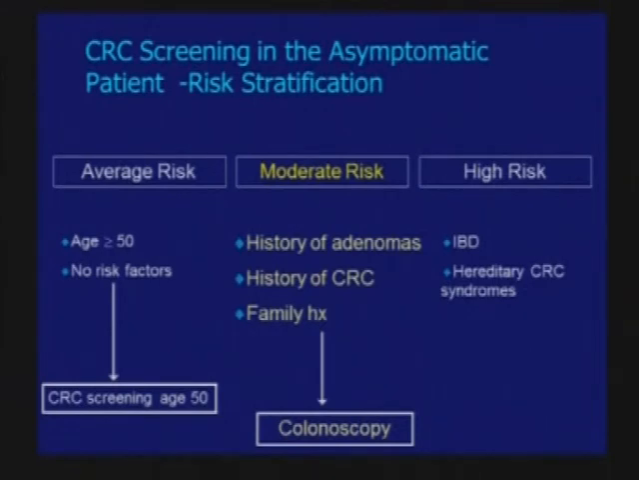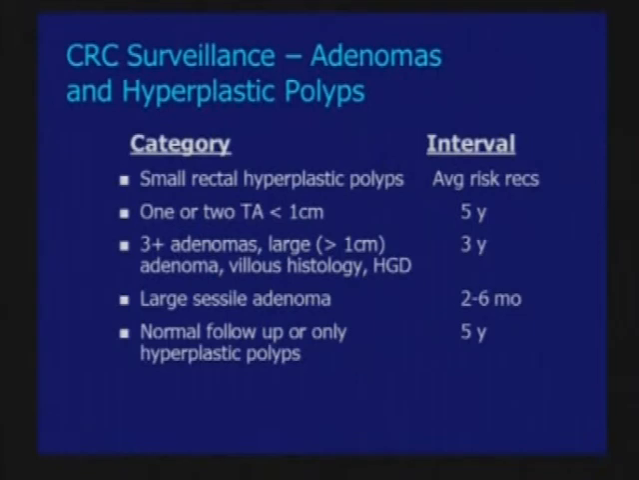So how about moderate risk? I think most of us know, this is standard bread and butter for most of our screening. If you have small rectal hyperplastic polyps, the recommendation is just to follow the average risk recommendations. If you have 1 or 2 tubular adenomas, follow-up colonoscopy is recommended in 5 years.